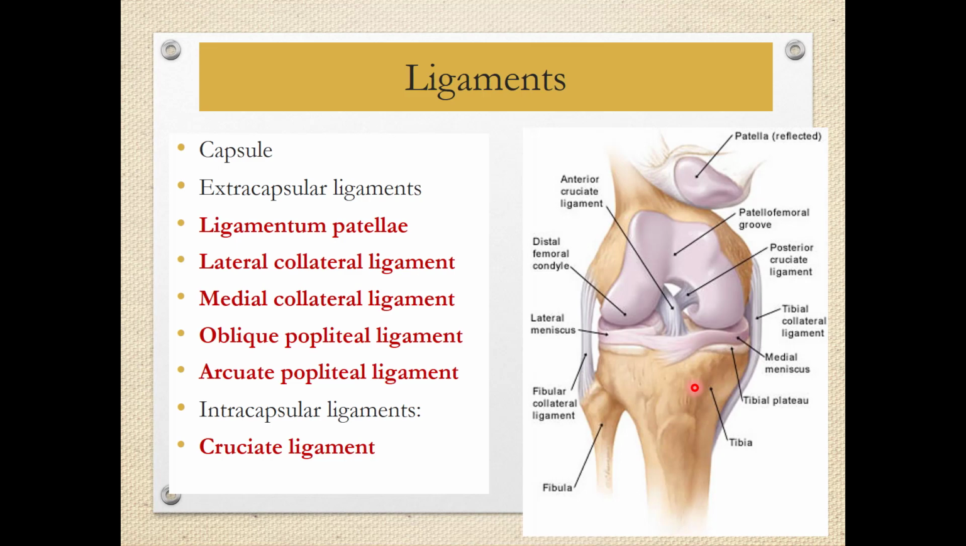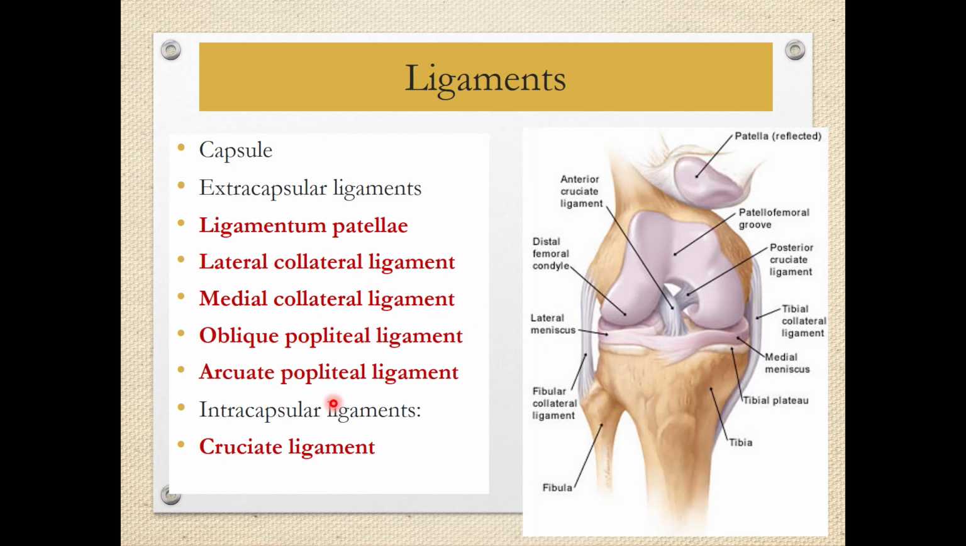Now we will discuss the ligaments of the knee joint. First of all, there is the capsule. Outside the capsule, there are many ligaments which are called extracapsular ligaments, and inside the capsule, there are ligaments which are called intracapsular ligaments. First of all, I will name the extracapsular ligaments.